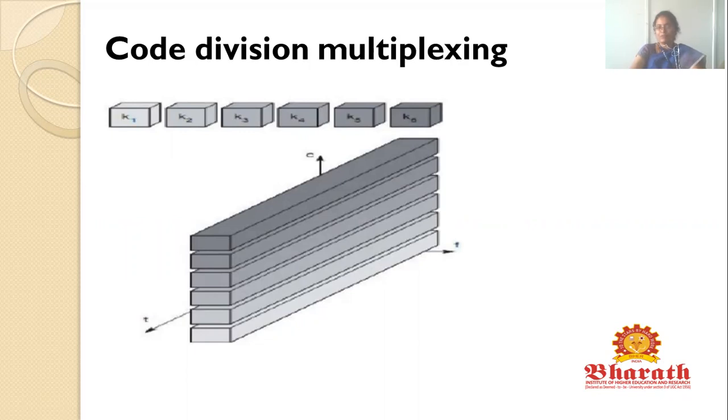So we have discussed multiplexing. Multiplexing can be divided into analog multiplexing and digital multiplexing. Analog multiplexing is divided into WDM and frequency division multiplexing, and the digital one into time division multiplexing. Time division multiplexing is divided into synchronous and asynchronous. Then we discussed code division multiplexing and OFDM.